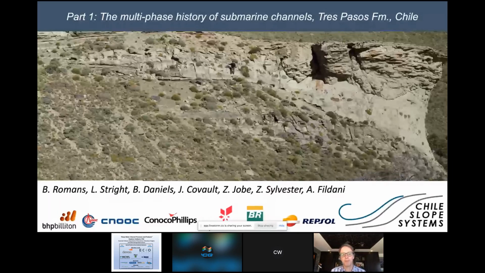And in this outcrop, you can see half a channel width, and just as a point of reference here, there is a person here for scale. That is Andrea Fildani, formerly of Equinor.